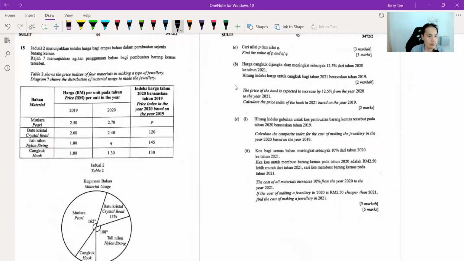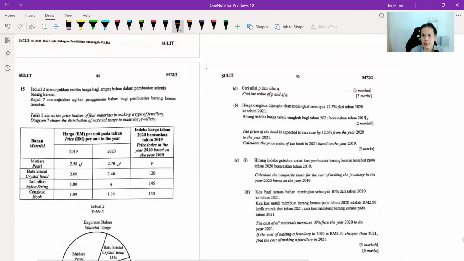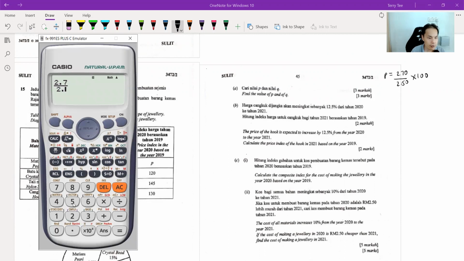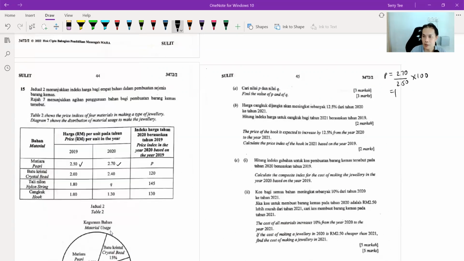P is the price index for the pearl. Now you can see the price in year 2019 is 250, 250 over here. Price in 2020 is 270. So I'm going to do my working over here. All right, so the price index for your pearl is P. We take 270 divide by 250 times 100. Very simple. Calculator, 270 divide 250 times 100. That will give us 108, right? So this is straightforward, 108.